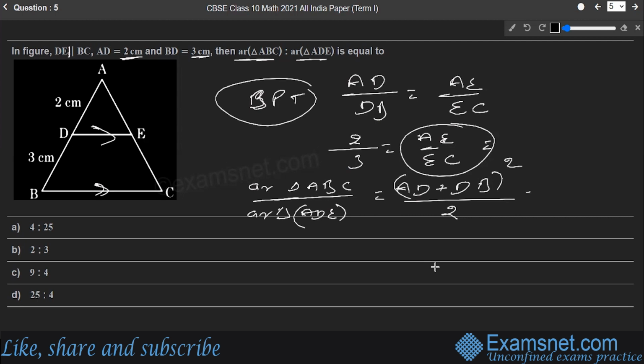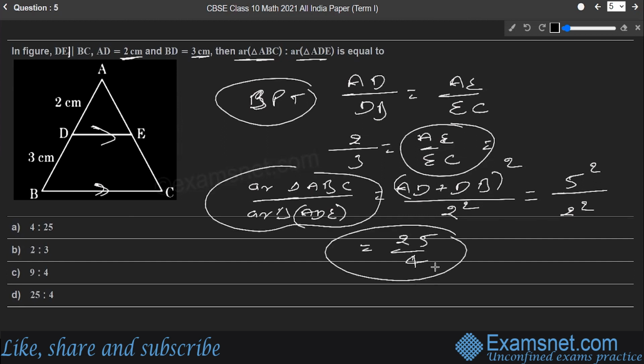So now AD plus DB is giving me 5, so 5 square over 2 square, which is coming out to be 25 by 4. So the area of triangle ABC to the area of triangle ADE is nothing but 25 by 4. That is the right option, D.